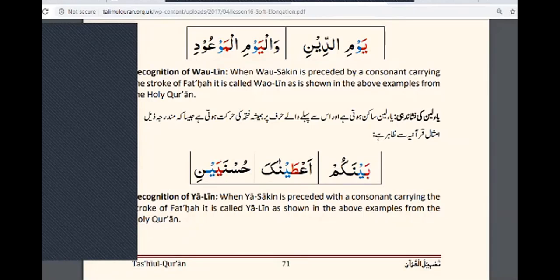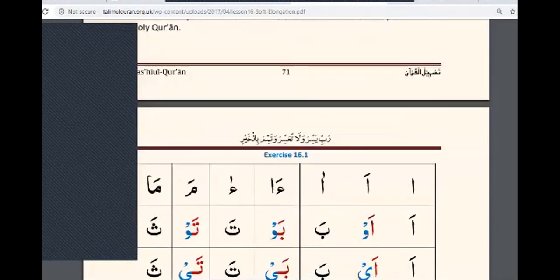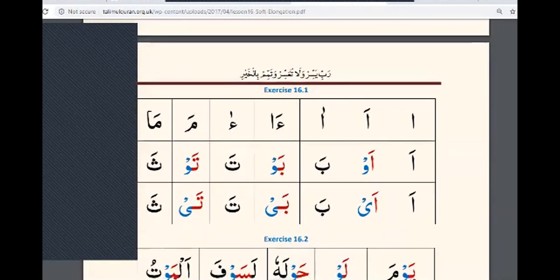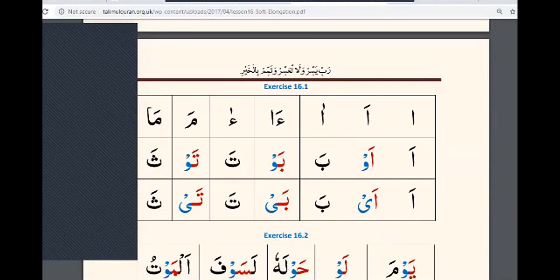Brilliant. Excellent. Good. We're going to move now on to our exercises. So we're going to go back onto exercise 16.1. And we're going to have our first student, please. And this time, we are going to read our first line and the last line. We're not going to read the waw lin example this time, just our first line and our last line, so that we can practice our ya lin this time. So if we can have a student, please.